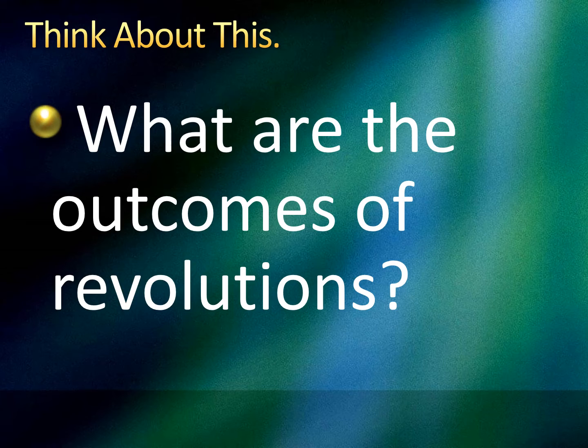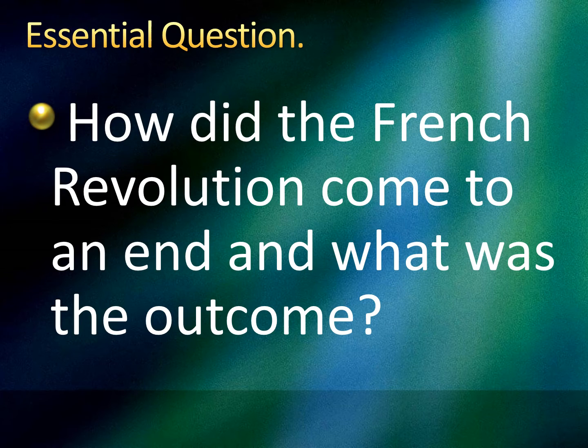Once you think about this, what are some possible outcomes of revolutions? Revolutions are sometimes successful and sometimes they're not. So I want you to think about what are some of the outcomes of revolutions. And this could be applied to the American Revolution, or what you may know about the French Revolution, or even revolutions in the modern age. Okay? So our central question: how did the French Revolution come to an end and what was the outcome?